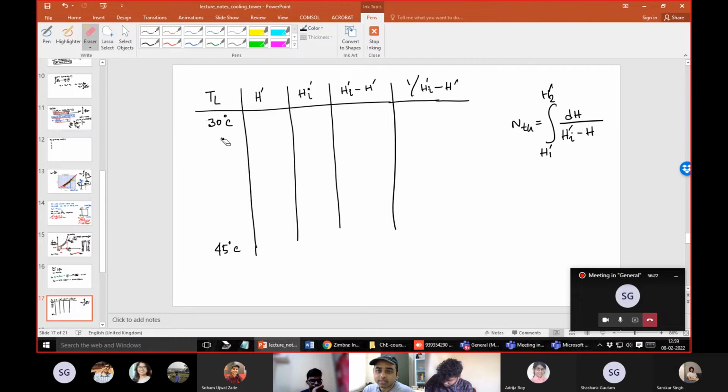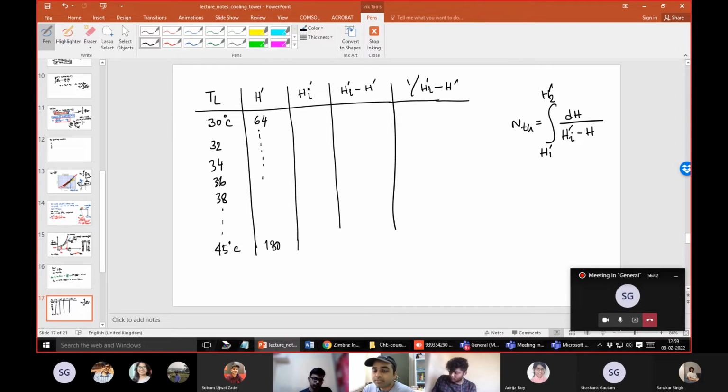Or you can choose, let us say, why 5 degrees? 2 degrees you choose. 32, 34, 36, like that you can choose. And you correspondingly write down the enthalpy value. So the enthalpy values are at 30 degrees around, let us say, 64. And you write down the intermediate enthalpy values. This would be around 180.